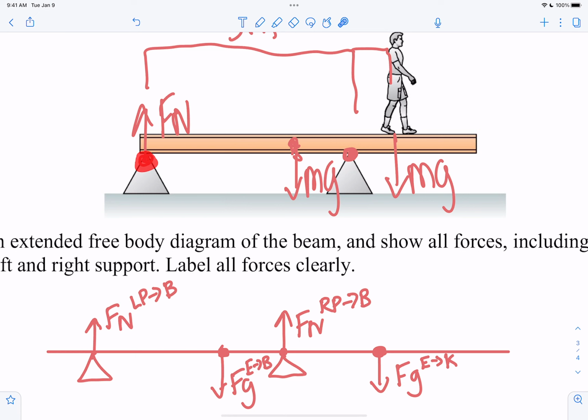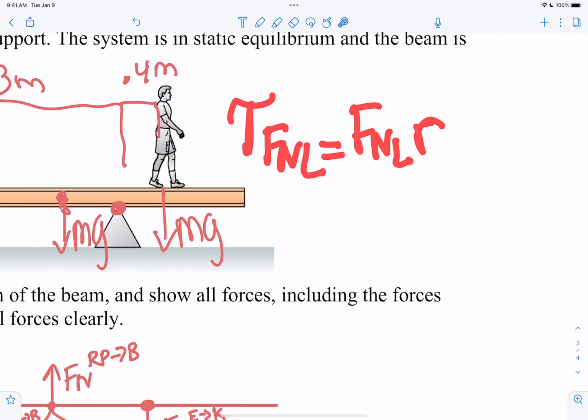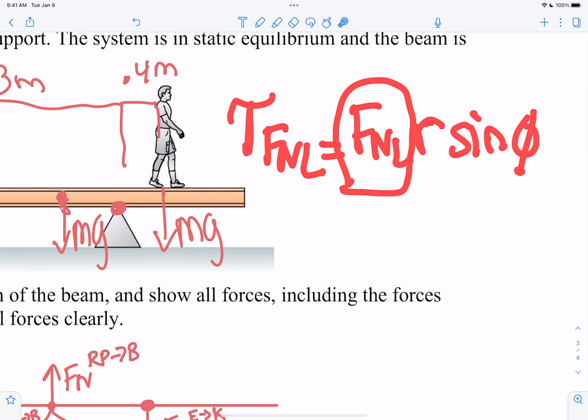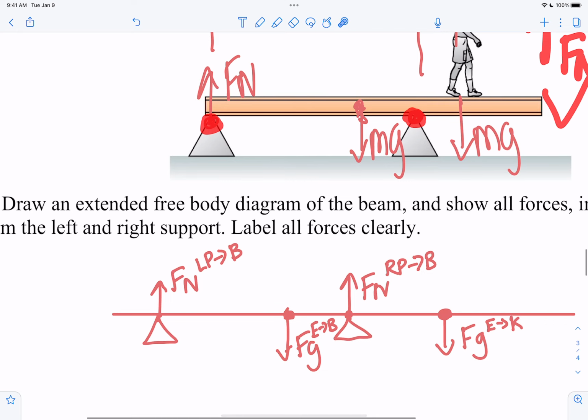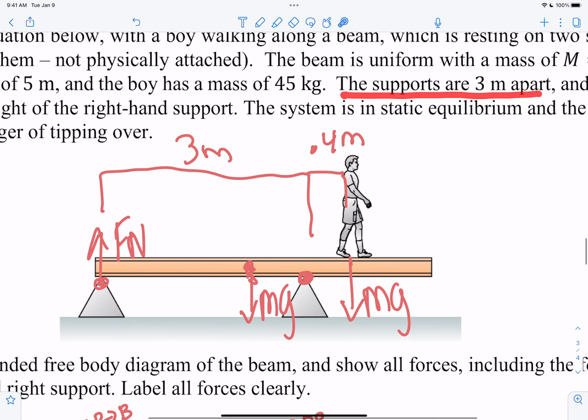If I'm interested in this force and I want to figure out, well, I have the torque FNL, right? That's equal to the force of FNL times how far that force was acted times the angle at which it was acted, right? So if this is what I'm trying to figure out, I have this, I have the angle, and I have how far it was acted away. Well, relative to the pivot here, how far is this left support? They told us that the supports are 3 meters apart. So 3 meters is the distance away at which this normal force is enacted.